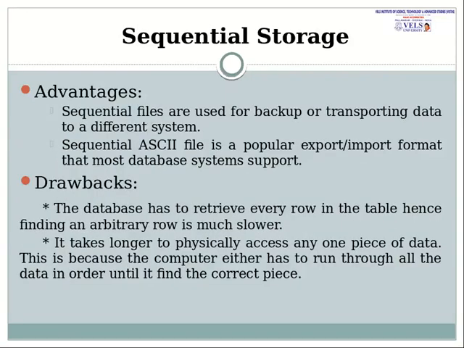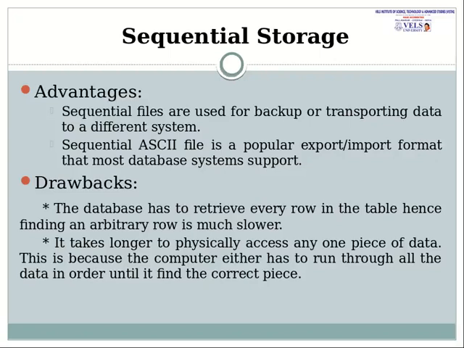The main advantages of sequential files: sequential files are stored for backup or for transporting data between different systems. A sequential ASCII file is a popular export and import format for database systems. A predefined structure or order in a sequential file is easily stored in a database. The main drawback of sequential file storage is that the database has to retrieve every row in the table, hence finding an arbitrary record is much slower.